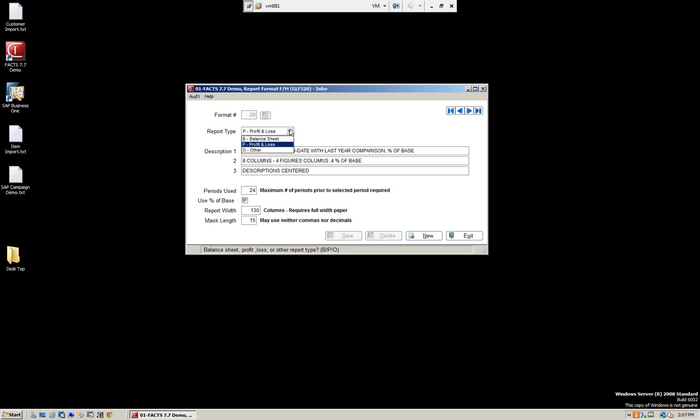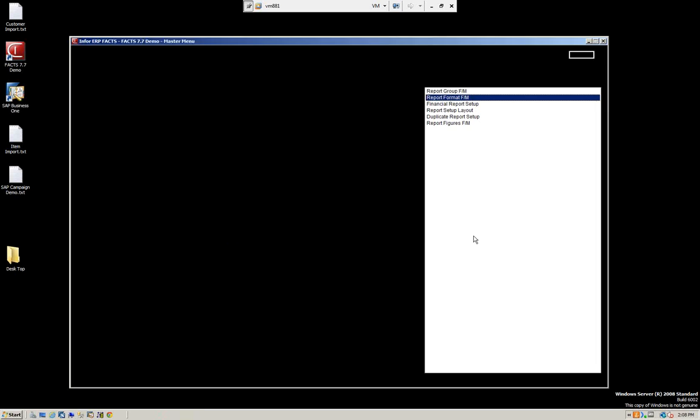So we can have reports that are for profit and loss or for balance sheets, or we can actually just create others. It tells me the period should be used, a maximum of 24 number of periods. We'll select as required. Use percent as base. We're turning that on, and we'll set that up later on in the actual detail. And then we have the report width and the mask. So again, very simple setup here that we can create. All the information is right here.